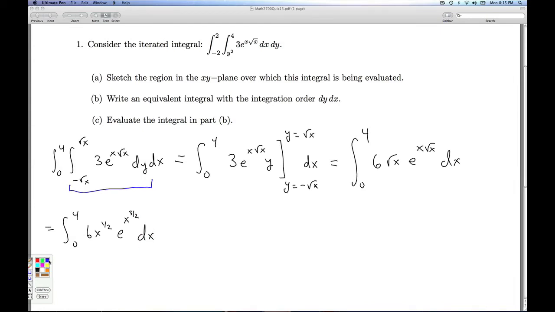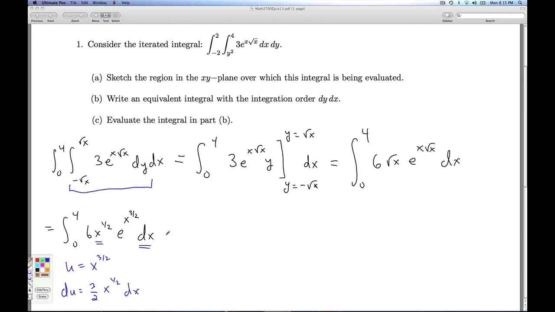And now I'm all primed and ready for a u substitution. So I'm going to let u be the thing in the exponent, let u be x to the 3/2. So the du is going to be 3/2 x to the 1/2 dx. And I nearly have that. I've got a 6 here, x to the 1/2 dx. So if I want to get a 3/2, I can pull the 6 out, multiply by 2/3.